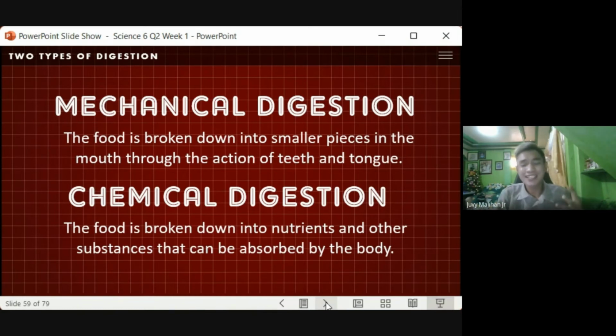Okay, so in other words, class, kapag sinabi nating mechanical digestion, gumagamit tayo ng organs or ng parts of the body para ma-digest ang food. Parts or organs of the body like our mouth and our teeth, nandyan din ang tongue natin. So kapag chemical digestion naman, class, isa siyang process na kung saan kapag na-intake na natin yung food, it will be broken down into smaller pieces or substances, and the nutrients now, class, will be absorbed by the body. Magkakalat na siya. That is chemical digestion. Those are the two types of digestion: the mechanical digestion and the chemical digestion.